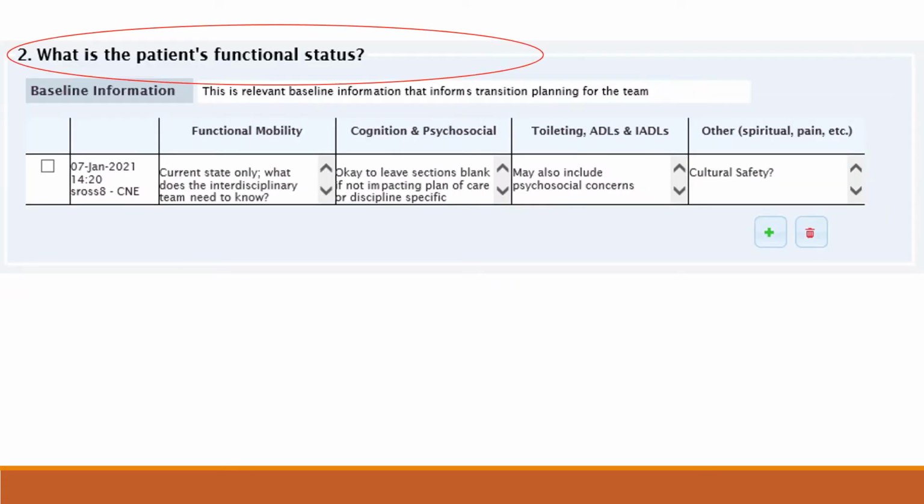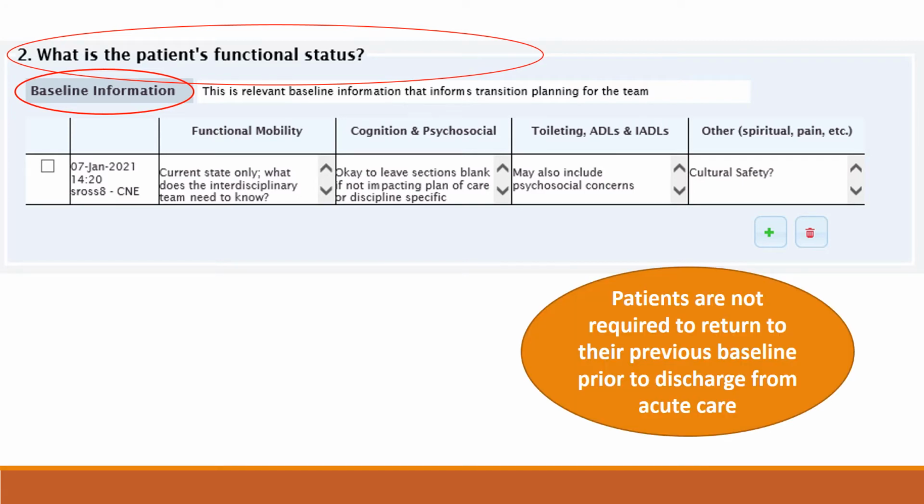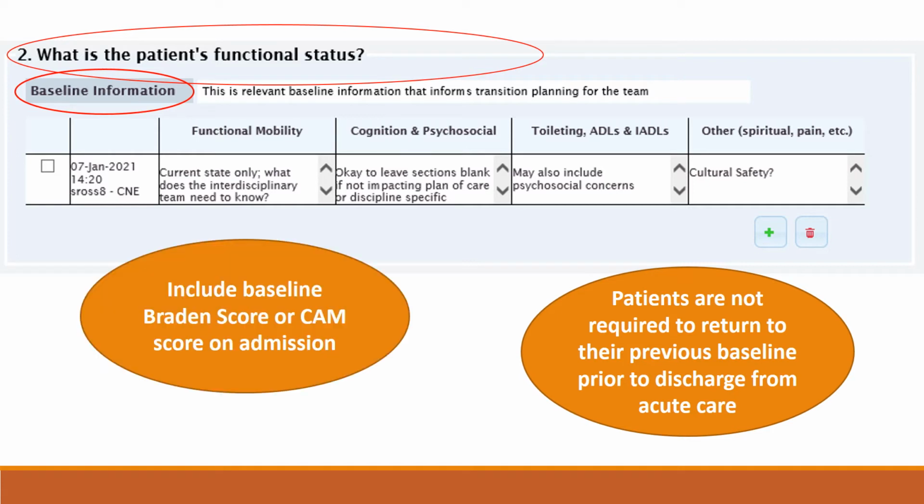Question 2. What is the patient's functional status? Determining patient's baseline or prior to hospital functioning helps to inform discharge goal setting. This will help to determine what services are needed to either support patient baseline or potentially establish a new baseline for patient transition out of an acute care setting where patients will return to their community to continue their recovery and address their healthcare needs. It may also be helpful to include baseline Braden or CAM scores to support decision-making and transition planning.